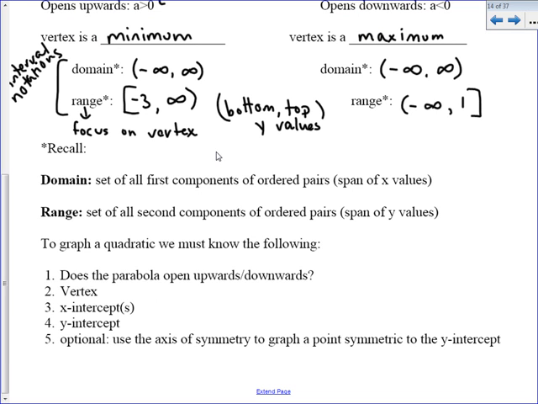All right, so here's our laundry list for what we need in order to graph a quadratic. We first want to know, does the parabola open upwards or downwards? We need the vertex, which is what we'll spend all of today finding. We need the x-intercept or x-intercepts, if they exist. The y-intercept always exists. And then optional, we can use the axis of symmetry to graph a point symmetric to the y-intercept. If we don't have x-intercepts, we don't have much of a picture, so we're going to really use that axis of symmetry. But again, that comes more on Friday. Today we're going to focus on the vertex.